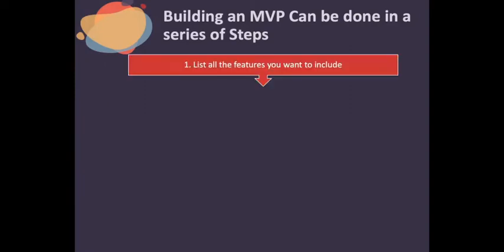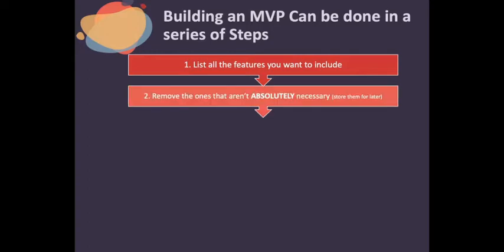First, you're going to list all the features you want to include in your website, in your business, in your app. Just list them out, be as crazy as you want, right? Next, you're going to remove the ones that aren't absolutely necessary. Store them for later because they'll be good as features to improve in the future when you're building out your full product. But for now in your MVP, you just want to cross them out, right?